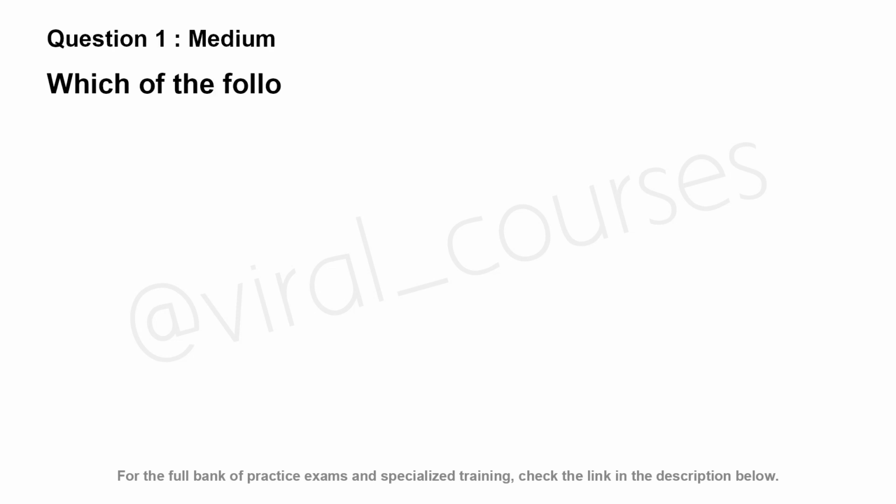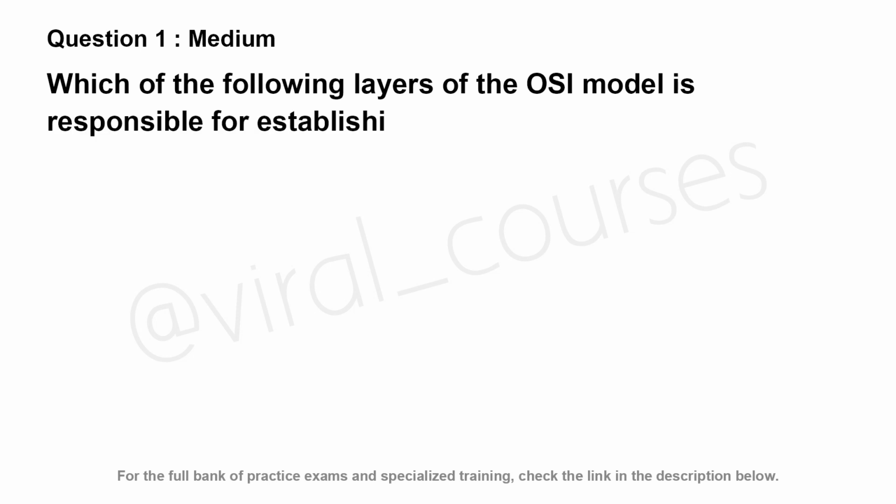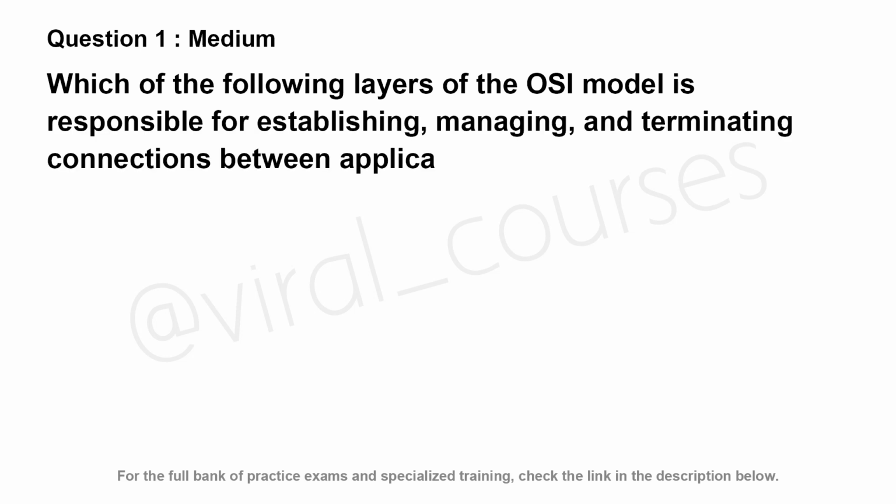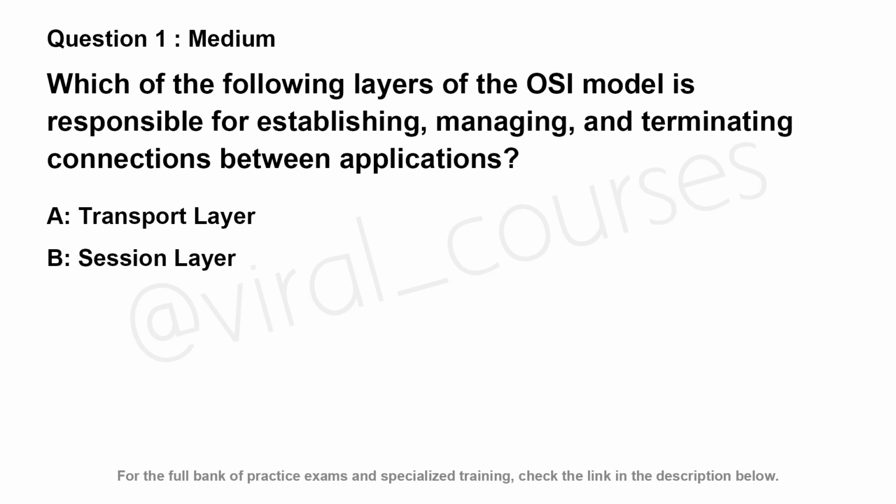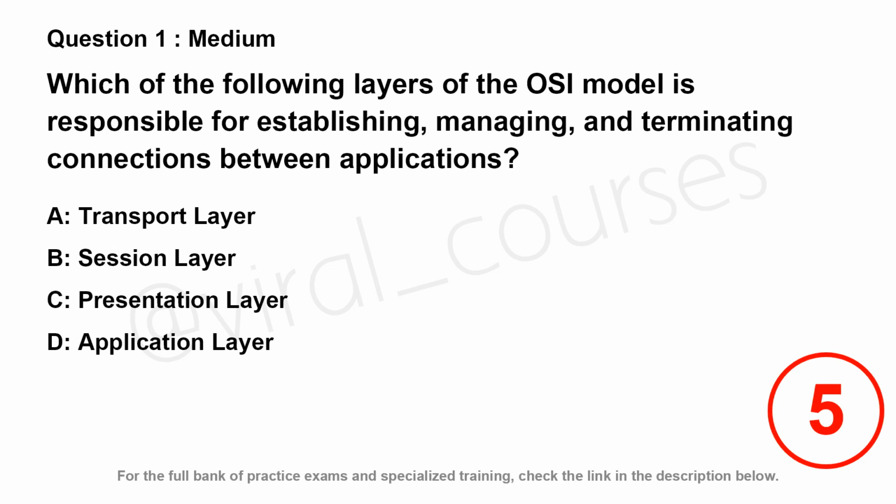Which of the following layers of the OSI model is responsible for establishing, managing, and terminating connections between applications? Option A, transport layer. Option B, session layer. Option C, presentation layer. Option D, application layer.